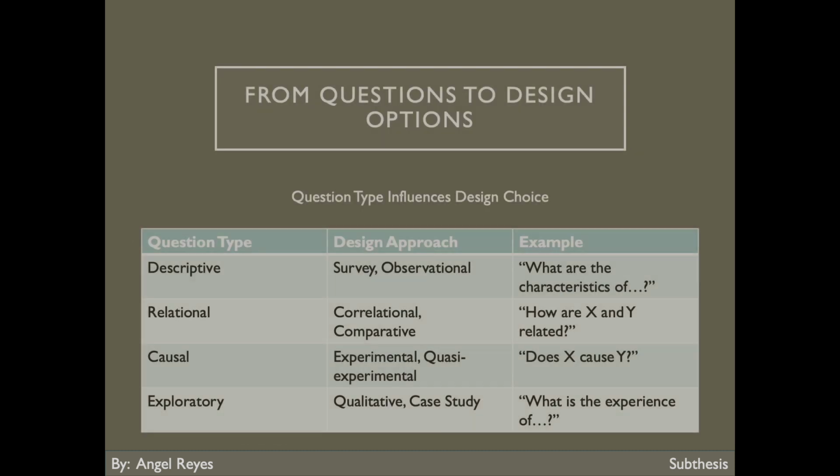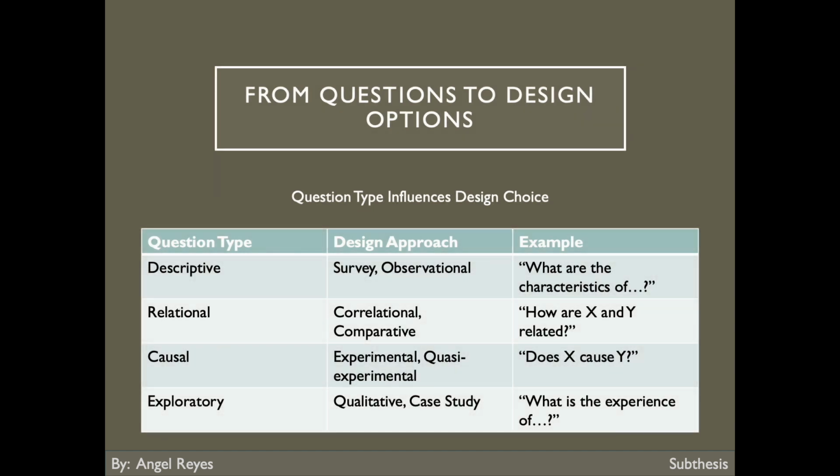Question type influences design choice, as this slide's table demonstrates. Descriptive questions like, what are the characteristics of, typically use survey or observational designs. Relational questions like, how are X and Y related, suggest correlational or comparative approaches.